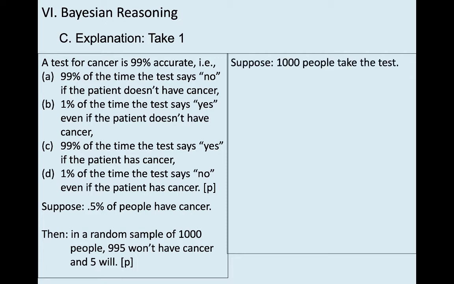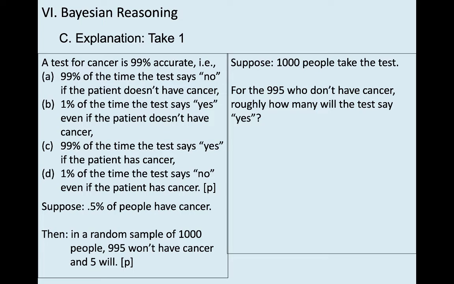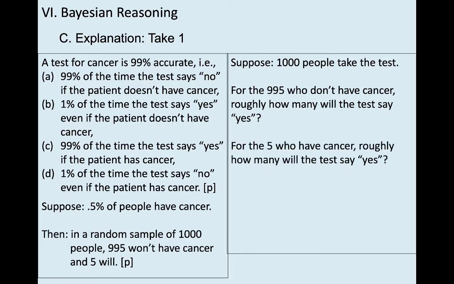Now suppose we have 1,000 people take the test. For the 995 who don't have cancer, roughly how many times is the test going to say yes, that they do have cancer? Well, it gets it wrong about 1% of the time, so it's going to say yes for about 10 of them. For the 5 who have cancer, roughly how many times will the test say yes? That is, how many times will it capture them? Well, the test gets it right about 99% of the time, so it's going to get pretty much all of them right. It'll be a little bit below that, but since we're working with small numbers, we're going to round and say 5.